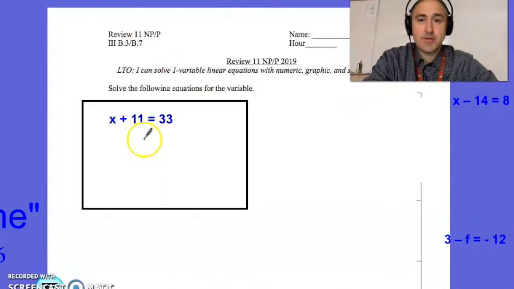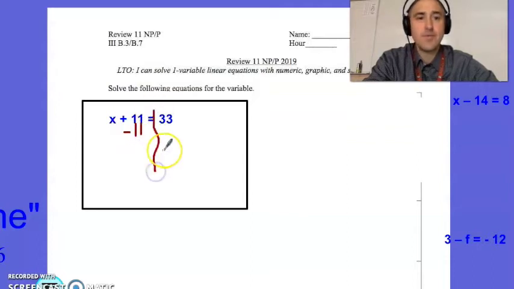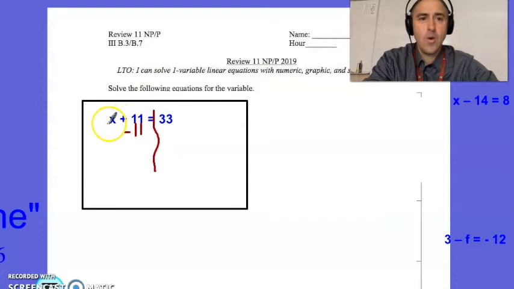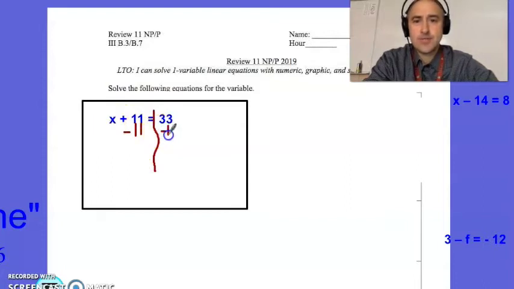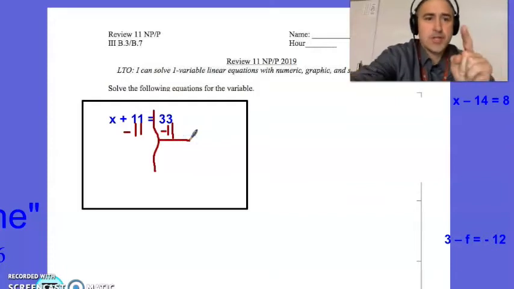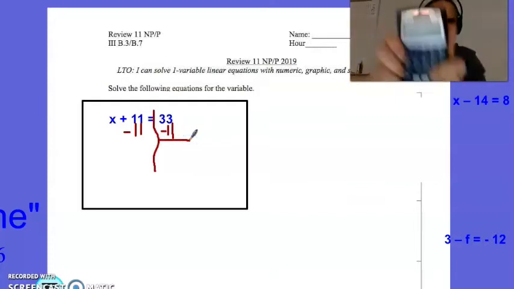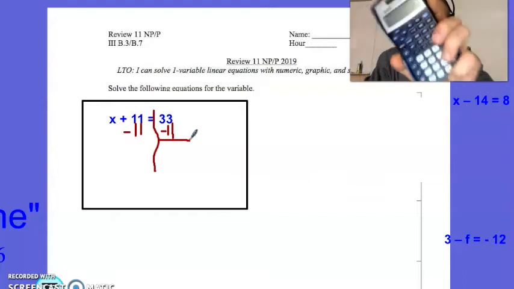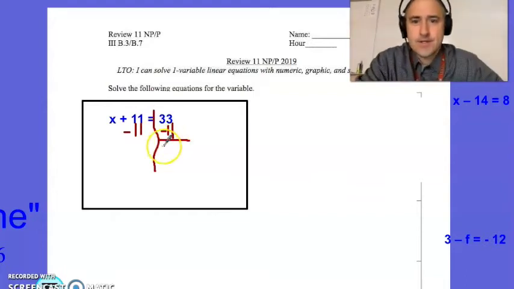This question is similar to number 1. We have a plus 11. We need to do the opposite operation. So what's the opposite of addition? Subtraction, that's right. So we're going to subtract 11 from both sides to get the x alone. So what's 33 minus 11? Remember to use your calculators on every problem. Use it. This answer is going to be 22.